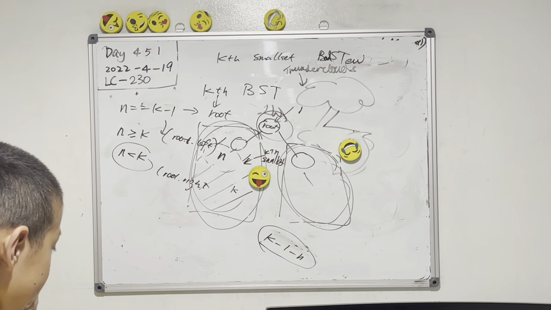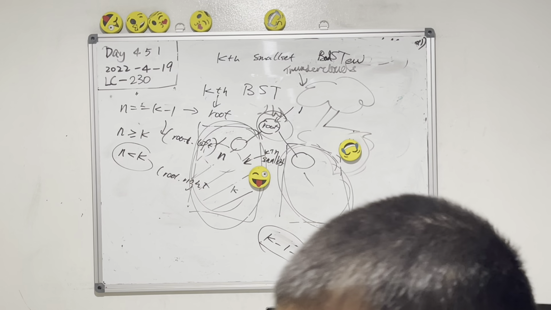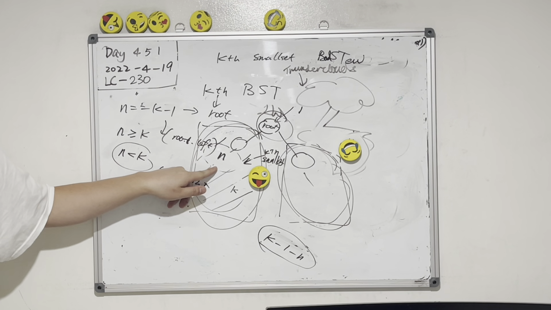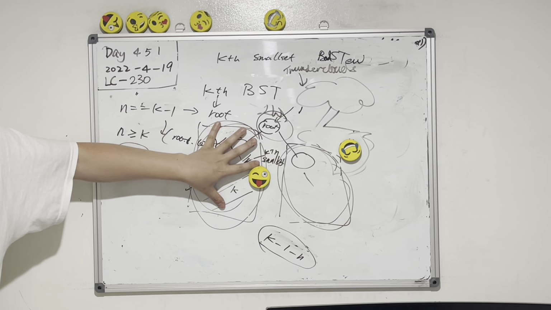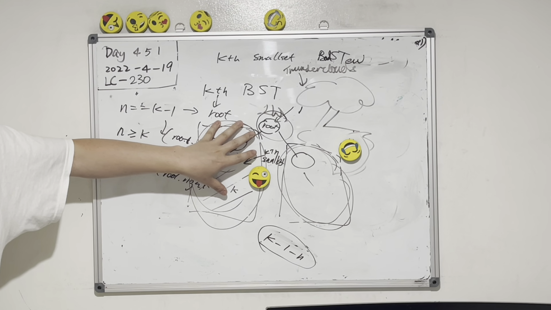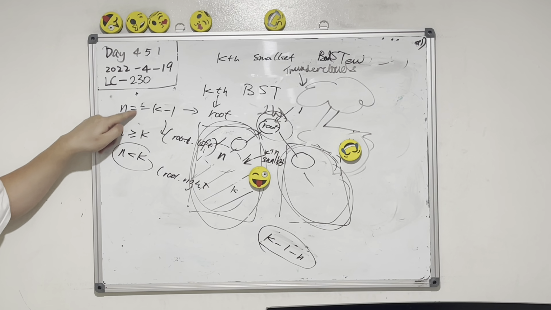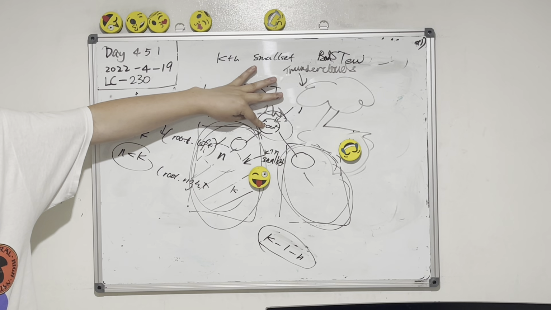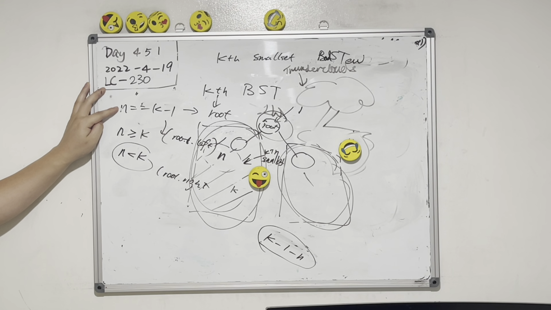Okay, let me repeat this again. This is interesting. I'm finding n nodes on the root of left. Root of left has n nodes. If n equals k minus 1, great. That makes the root the k-smallest. Do you understand this part?